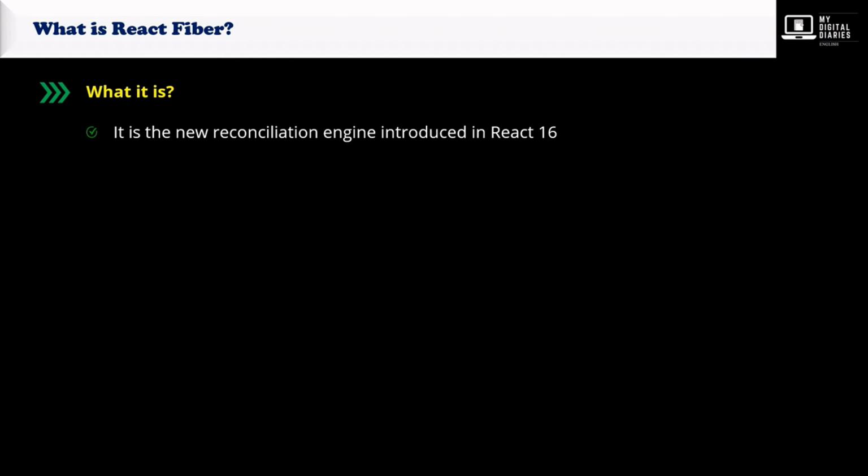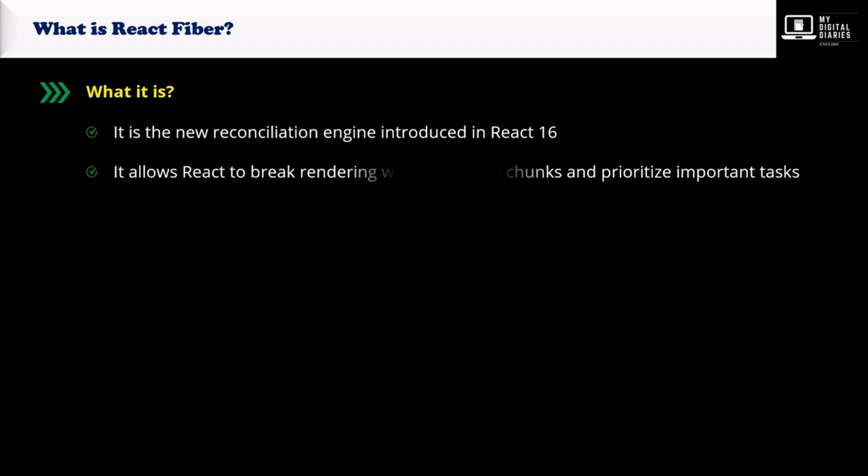Earlier versions of React used a different reconciliation system, but from React 16 onwards, React introduced a brand new architecture called React Fiber. This new architecture completely changed how React processes updates internally. It allows React to break rendering work into small chunks and prioritize the important tasks.